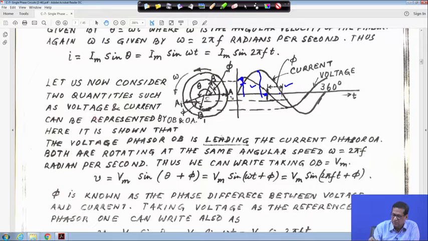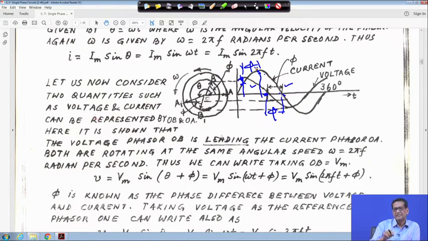Out of these two waveforms, if the voltage peak is reached first and then the current peak, that means voltage is leading the current. Or the other way: if voltage comes to 0 first and then the current, that means voltage is leading the current. This angle is phi, the difference between voltage and current, the peak difference. So leading means you have voltage and current waveforms.